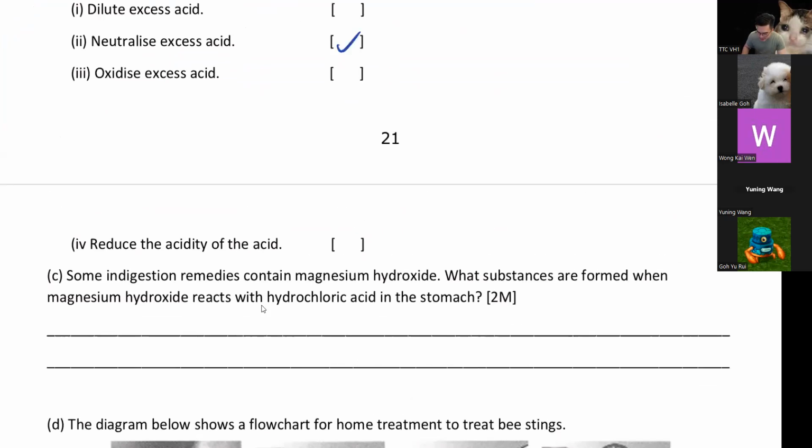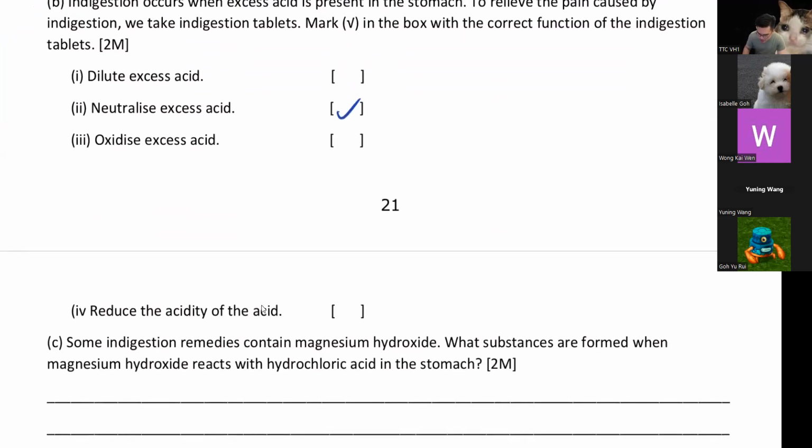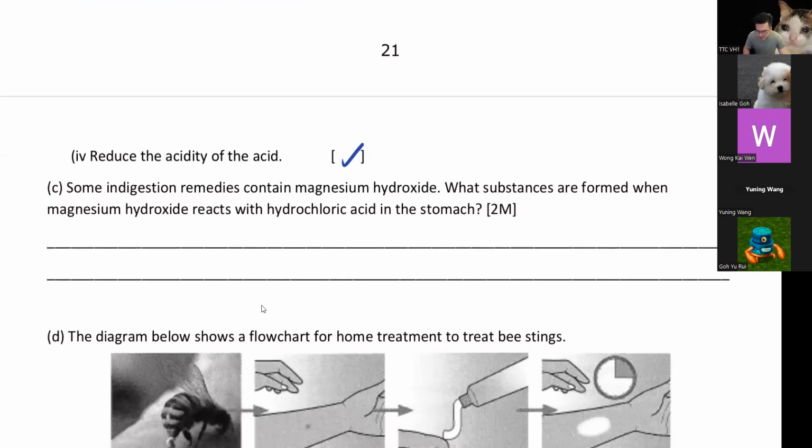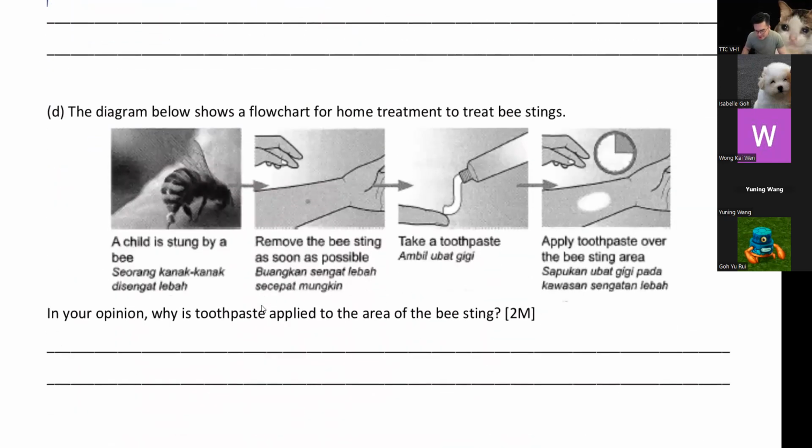Right, so it also reduces the acidity. Okay, there's one more answer here, sorry, missing here. So C, some indigestion remedies contain magnesium hydroxide, as I said just now. What substances are formed when, skip this. This is sort of our syllabus. Okay, don't care.